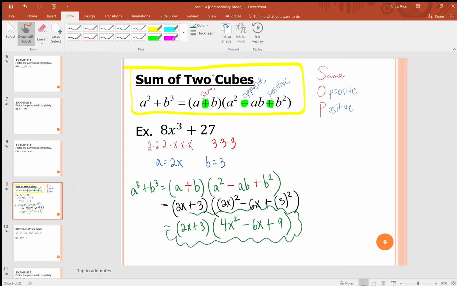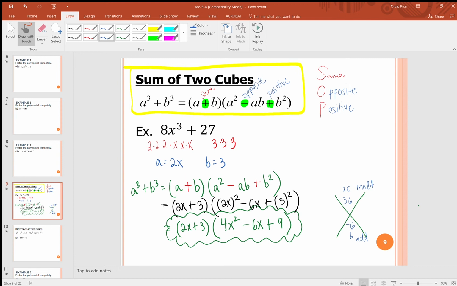And I know what you're thinking, Mrs. Orca, can I take the trinomial and factor it? Well, you definitely can try to factor it, but you'll notice that the trinomial in these sum of two cubes problems will not be factorable. For example, if you multiply 4 times 9, that's going to give you 36, and negative 6 will go at the bottom. If you try to think of two numbers that will multiply to 36 and add up to negative 6, you won't be able to find any.